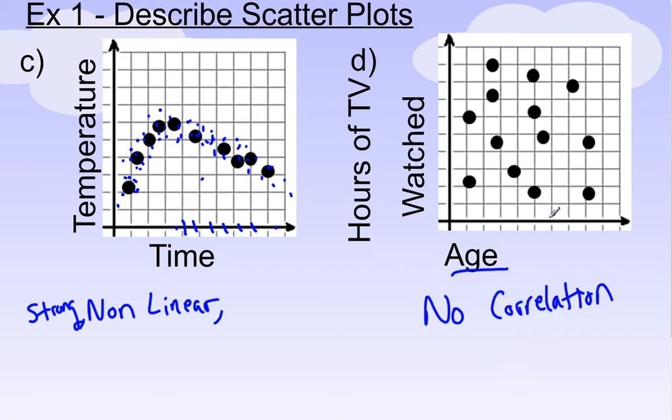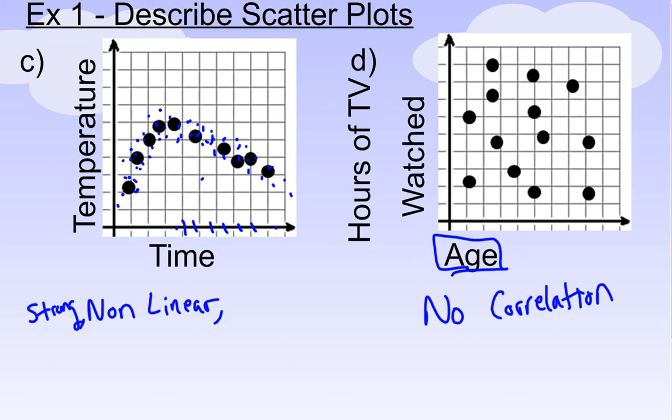There's no connection, according to this data at least, between your age and the amount of TV you watch. So this person's really young, they watch a little bit of TV. This person is really young, they watch a lot of TV. This person's old, they watch a little. This person's old, they watch a lot. And everything in between, there doesn't seem to be, according to this data, a connection between a person's age and the hours of TV they watch.